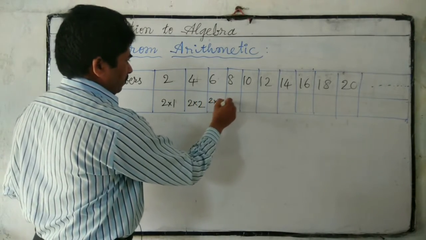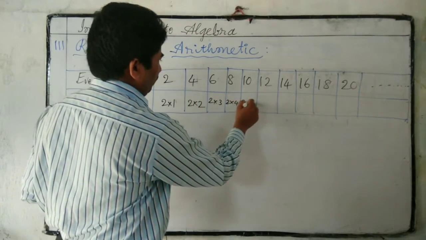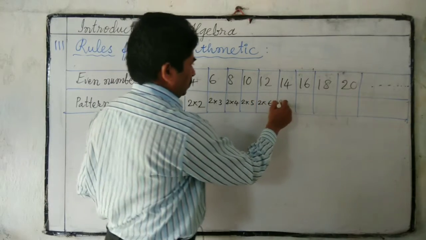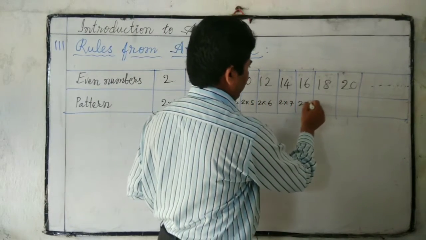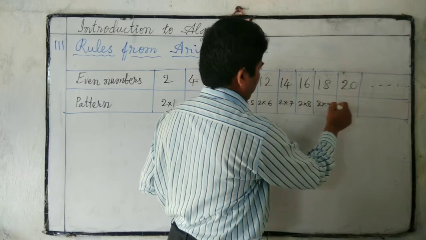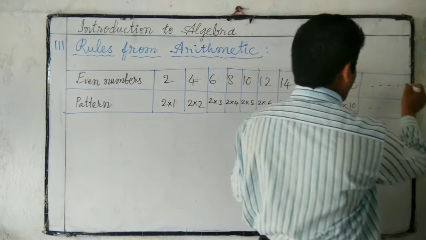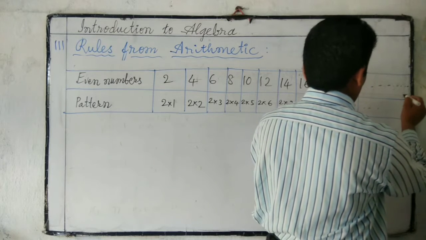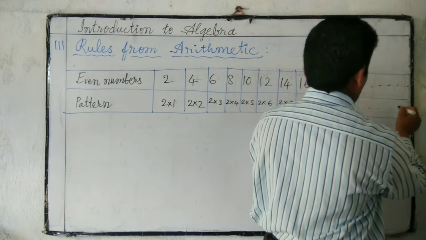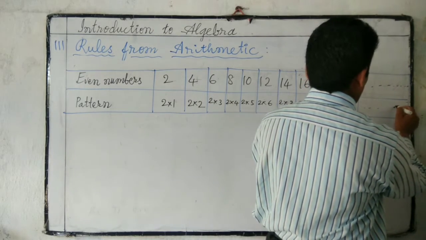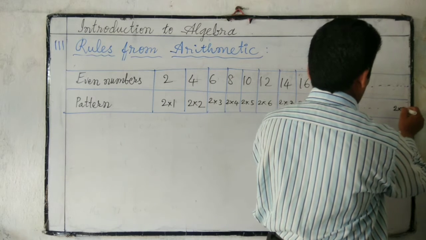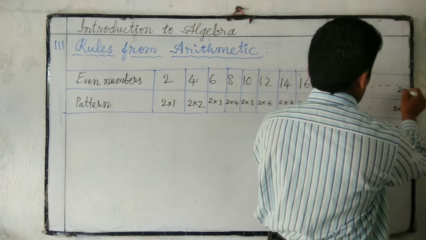Two threes are 6, two fours are 8, two fives are 10, two sixes are 12, two sevens are 14, two eights are 16, two nines are 18, two tens are 20. The nth even number is 2 into n.